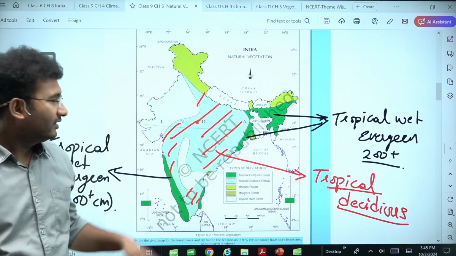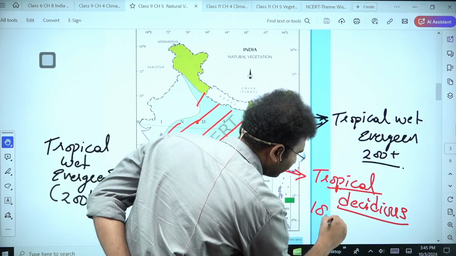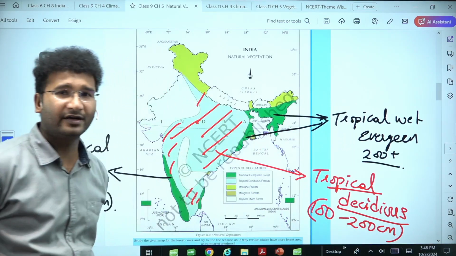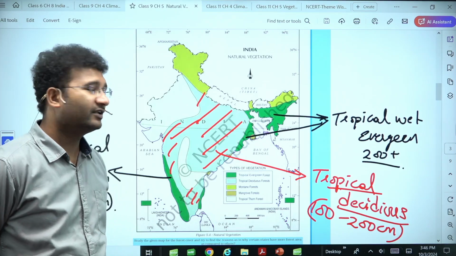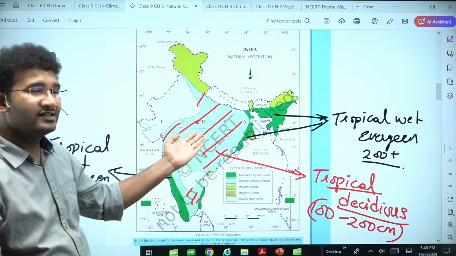Do you remember, isn't this the area which is having a rainfall from 100 to 200 centimeters? Tropical deciduous, like here you'll have the trees like sandalwood trees, okay? And they'll shed their leaves.